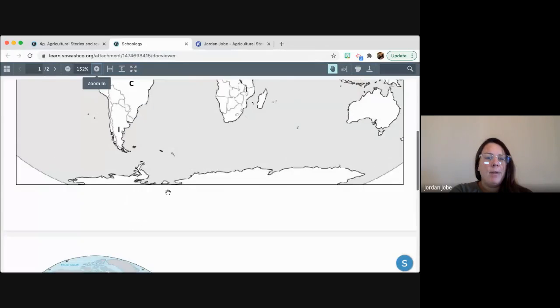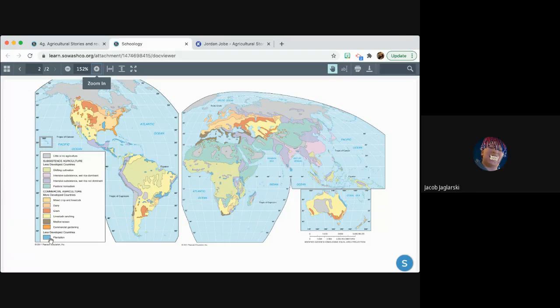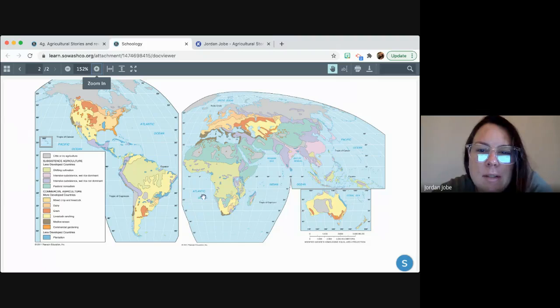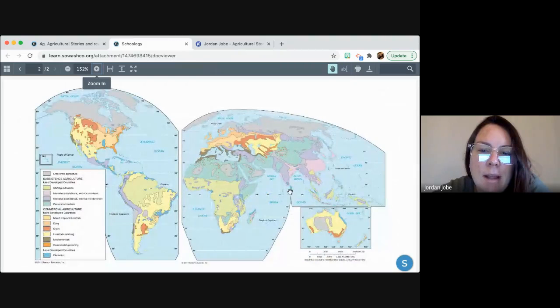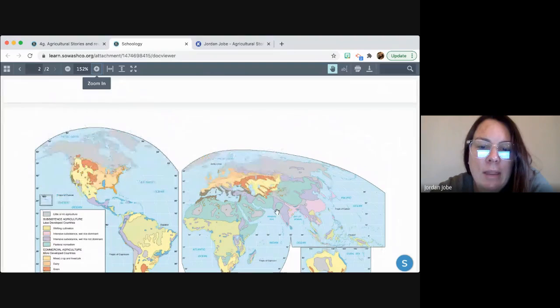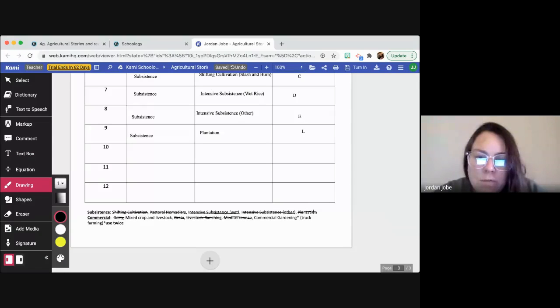So taking a look at the map, okay, plantation farming is the blue color. We have some in Central America, along the coasts, and that's kind of really about it. So the letter is going to be L. Yeah, the letter is going to be L, right? Because if we look over here, there is plantation farming in the island countries in the Indian Ocean. Absolutely. Okay, then I would cross off plantation farming and know that we've done subsistence. So which means the next three are all going to be commercial.